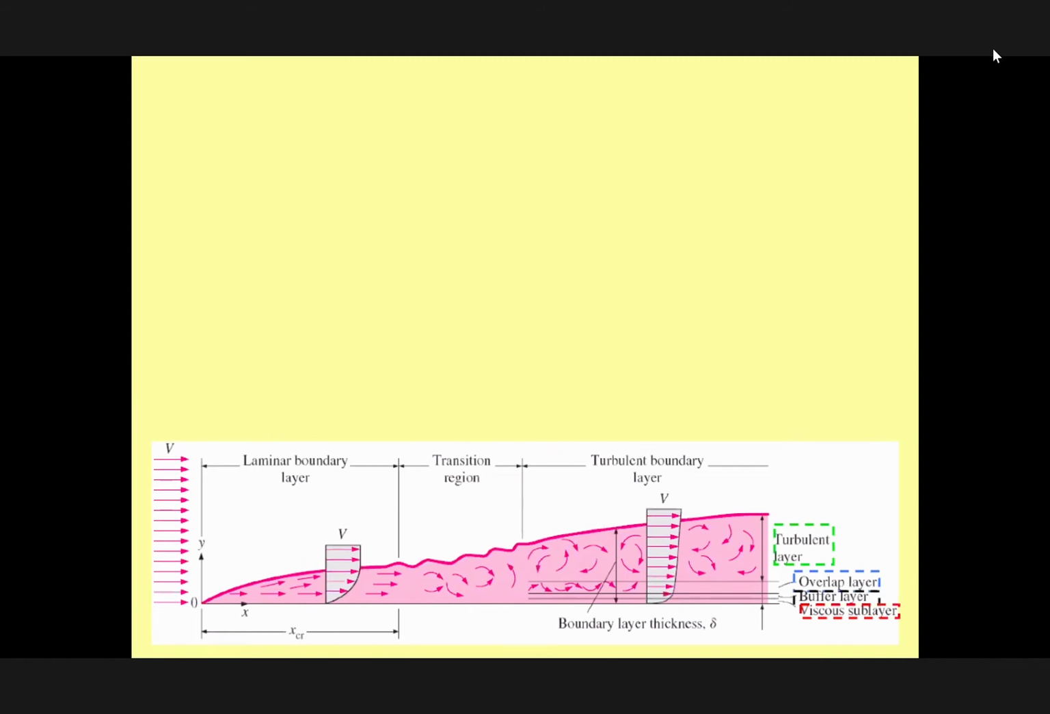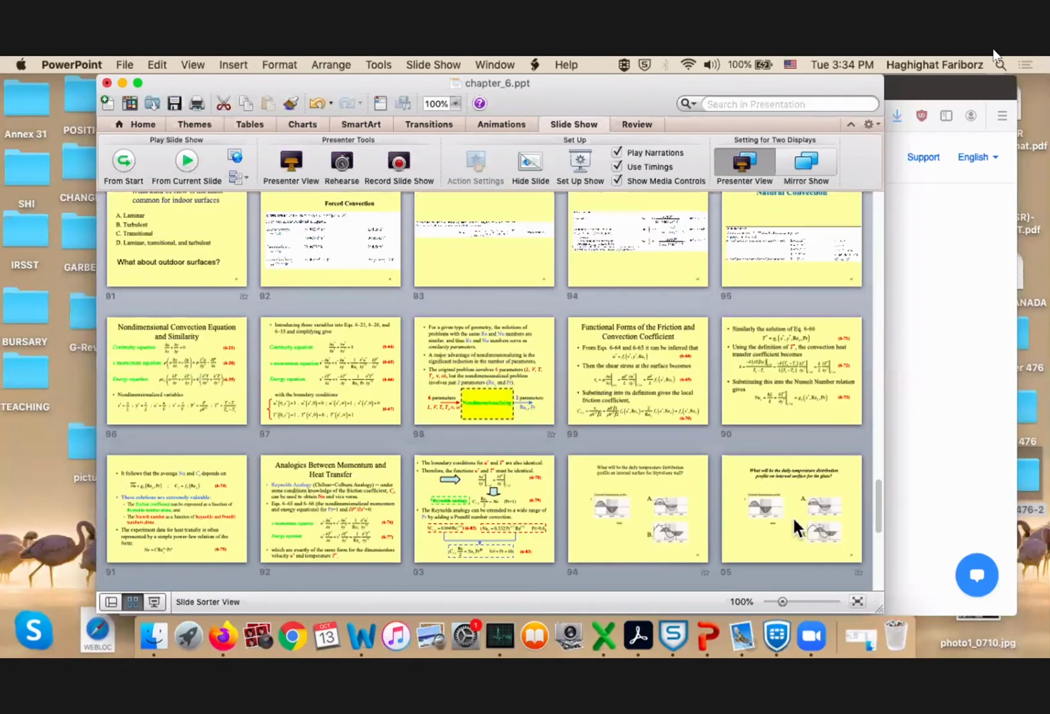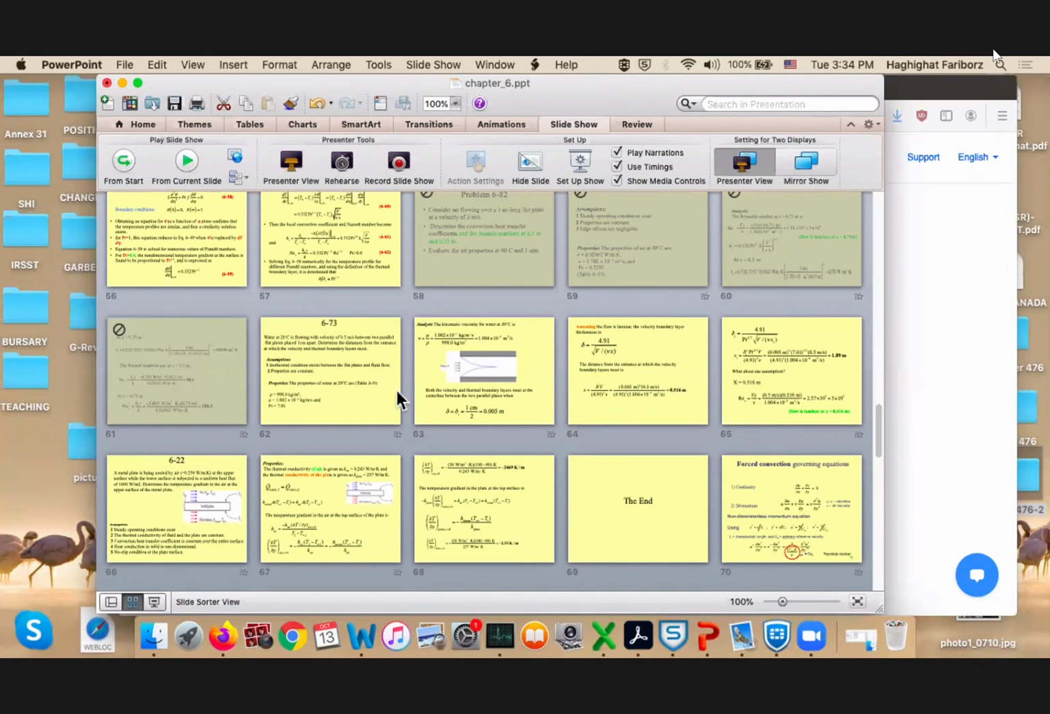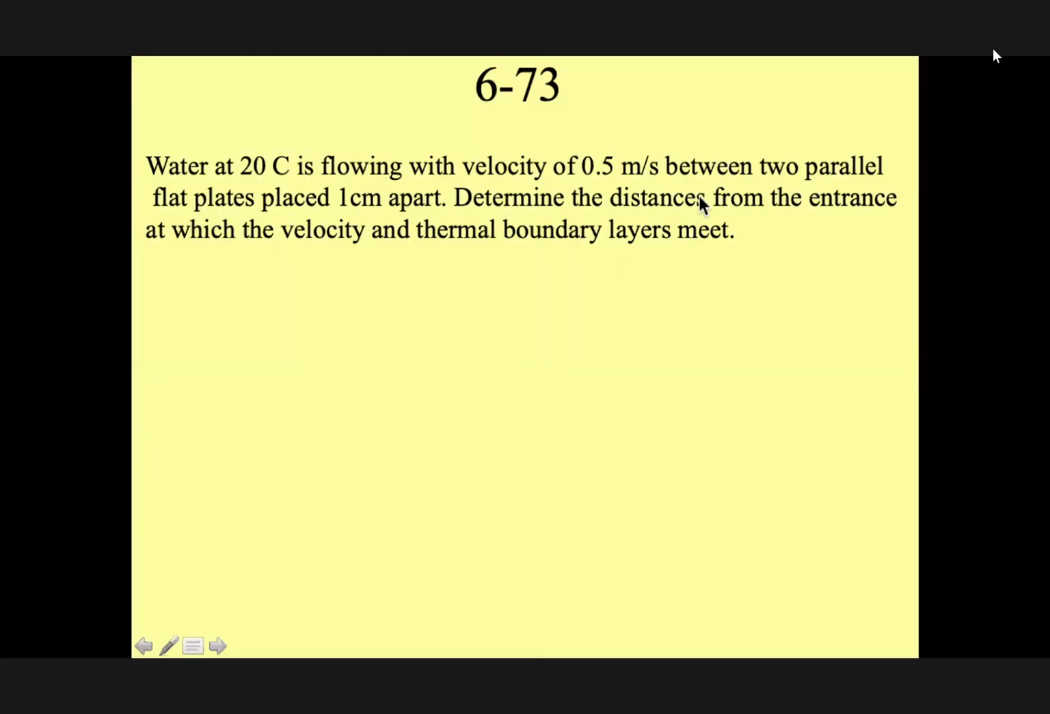Let's go back. Here are two parallel plates. The velocity in the bottom plate starts to grow, and on the top one it also starts to grow. These two plates are 1 centimeter apart. Therefore, they are forced to meet each other at the center.